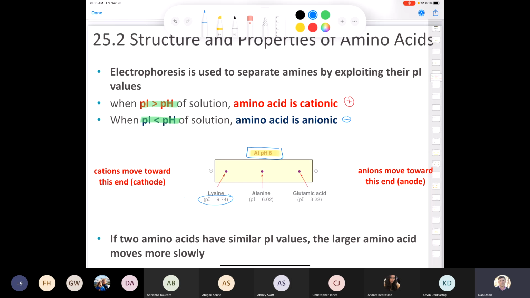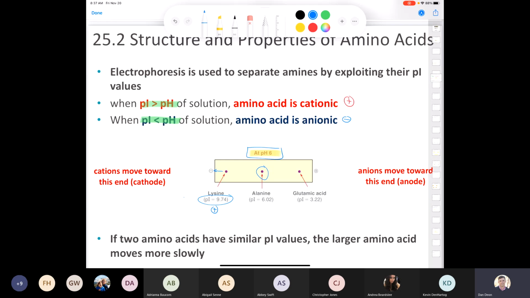That means it's going to be positive, right? It's going to be cationic, so it's going to be attracted towards the negative end. It's going to move towards the cathode in our electrophoresis experiment. Alanine isn't really going to move because it's going to be right at the isoelectric point, so its charge is going to be completely balanced out. It's basically going to be neutral. It's not going to move.